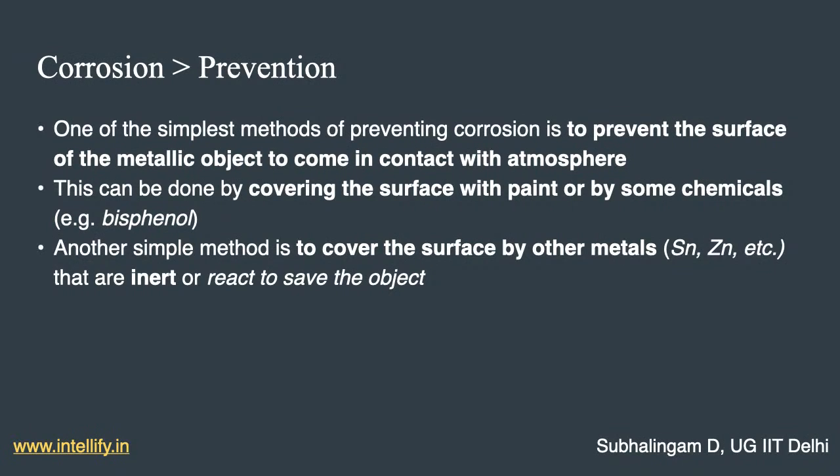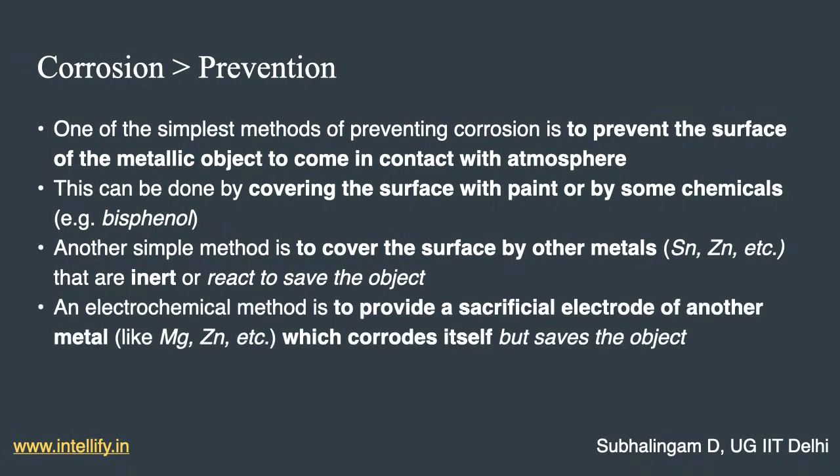So just a little more info on zinc. When you use zinc to coat a metal, what exactly happens is the zinc gets oxidized, but it stops further oxidation of the object itself. So it acts like a preventive coating on the top. It doesn't allow further oxidation of the object. So this is how we are using other metals like Zn to prevent the corrosion of the object.